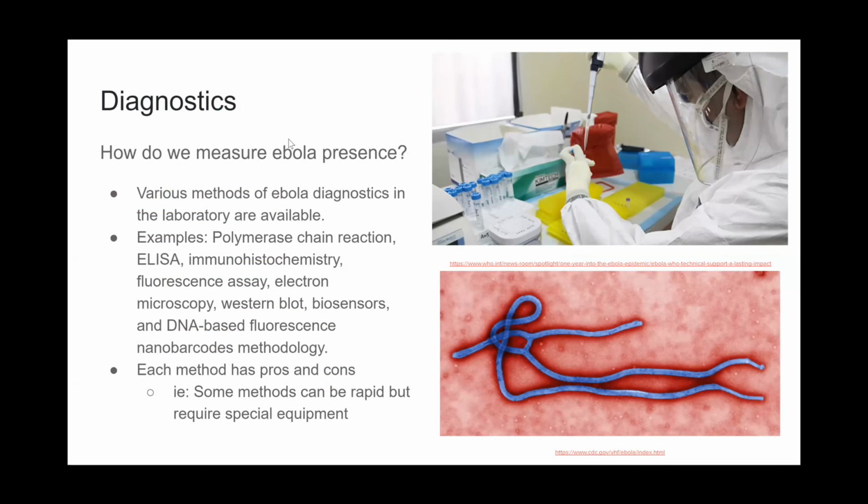So how do we measure Ebola presence? There are various methods of Ebola diagnostics in the laboratory that are available. Some examples include polymerase chain reaction, ELISA, which is enzyme-linked immunosorbent assay, which targets virus-specific antibodies, immunohistochemistry, fluorescence assay, electron microscopy, Western blot, biosensors, and DNA-based fluorescence nanobarcodes methodology.